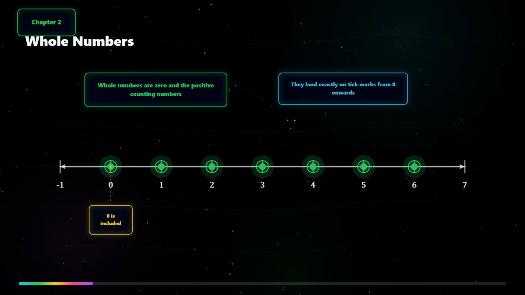0 is a whole number. 1 is a whole number. 2 is a whole number. 10 is a whole number. 246 is a whole number. 912 is a whole number.